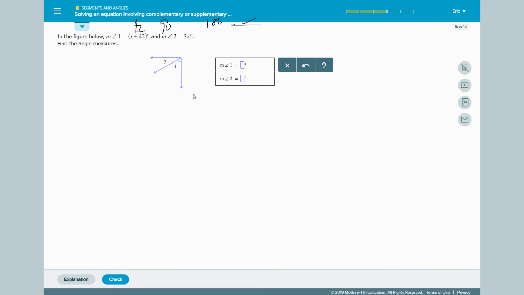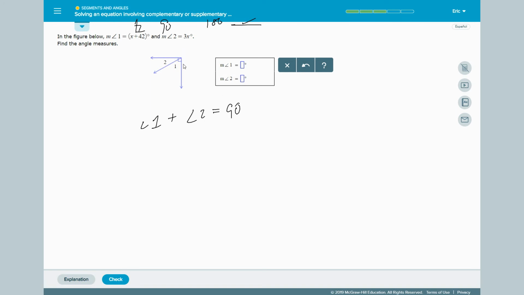Supplementary is just a straight line. So we know these two are complementary because it's not a straight line and it's just a right angle. That box is complementary. So we know that angle 1 plus angle 2 equals 90. One equation down, one more to go.